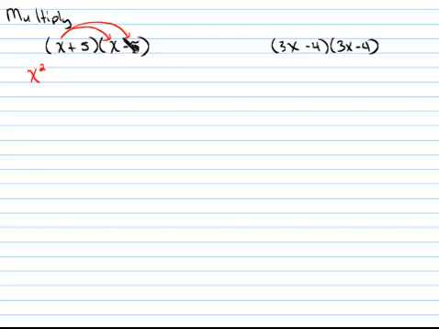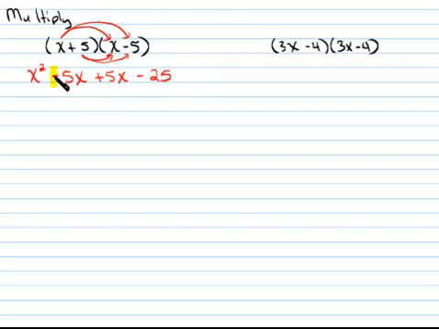X times a negative 5 would be minus 5x. We're done with that. Plus 5 times x would be plus 5x. And plus 5 times a minus 5 would be minus 25. Positive times a negative is a negative.